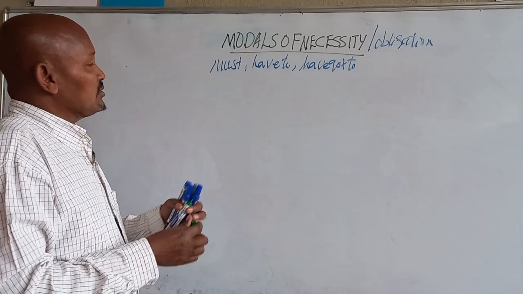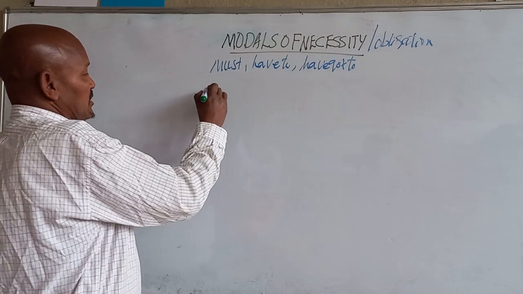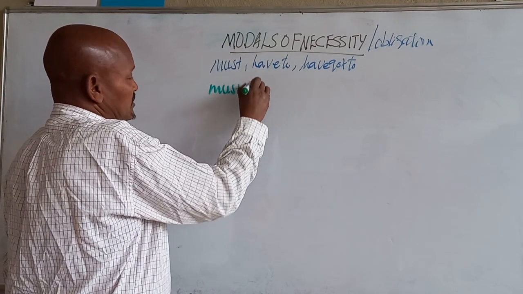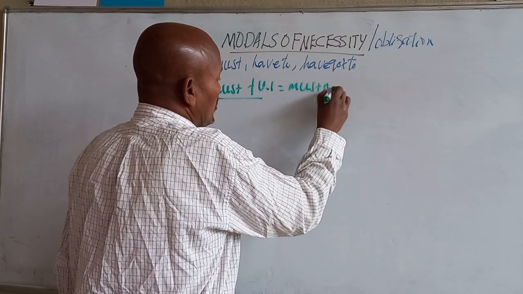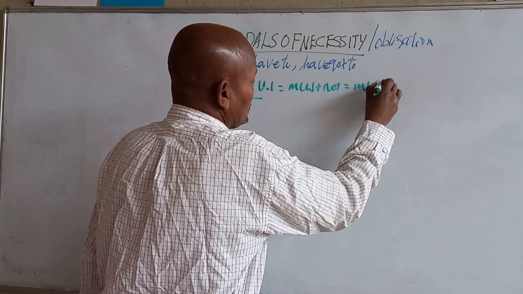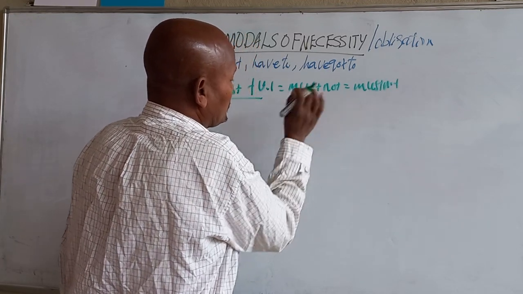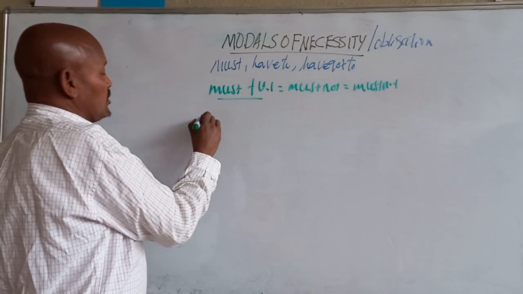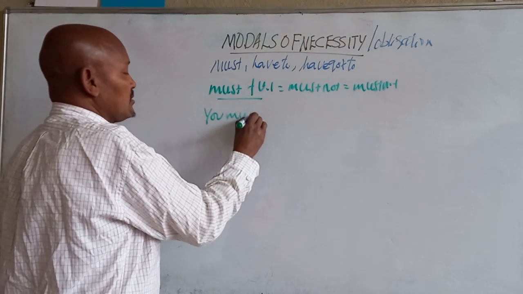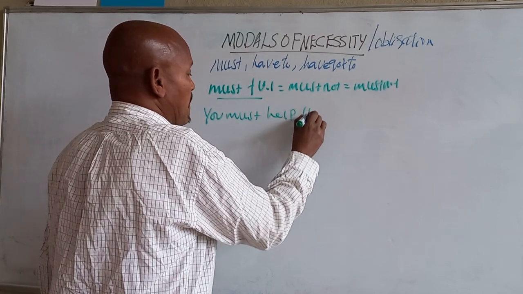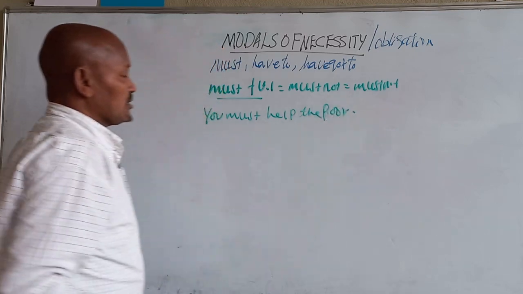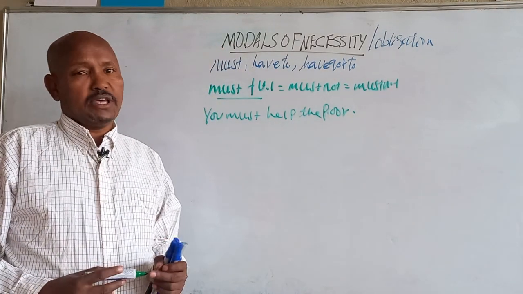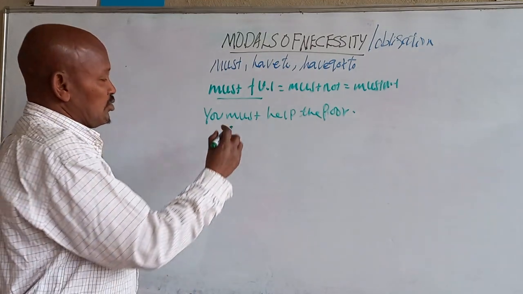In this case, for obligation and necessity, we use must. So must plus verb 1, and the negative form is must not or mustn't, which is prohibition. All right, look here. You must help the poor. So this is an obligation. What kind of obligation? Moral obligation. You must help the poor.